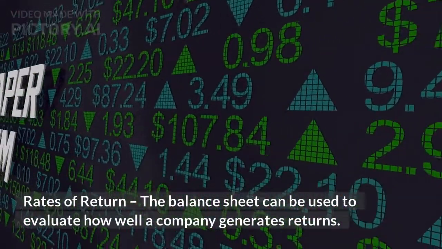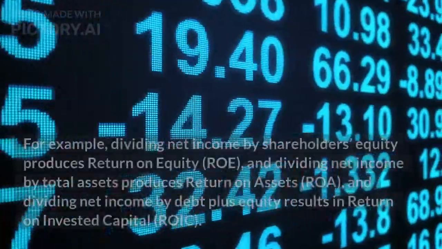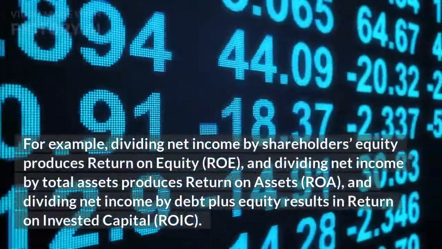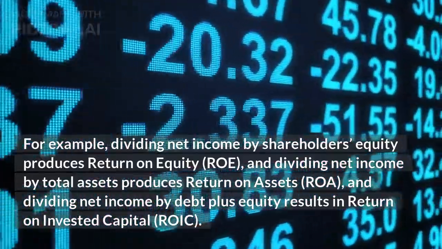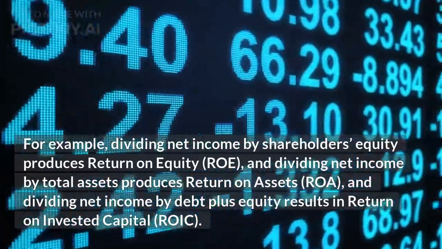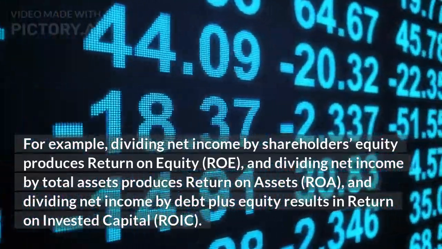Rates of return. The balance sheet can be used to evaluate how well a company generates returns. For example, dividing net income by shareholders' equity produces return on equity, ROE, dividing net income by total assets produces return on assets, ROA, and dividing net income by debt plus equity results in return on invested capital, ROIC.